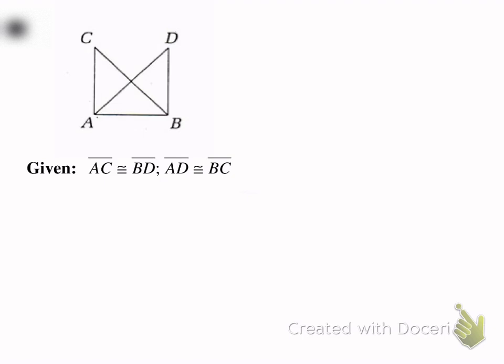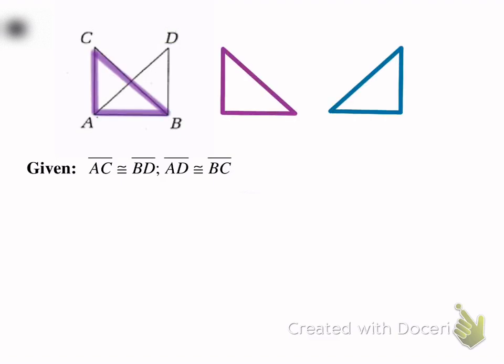Number 30 is a little tricky because you have triangle CAB here and triangle DBA. So you're trying to prove these two overlapping triangles congruent. And so whenever I see overlapping triangles, I immediately draw them as separate triangles. So I have CAB and DBA.